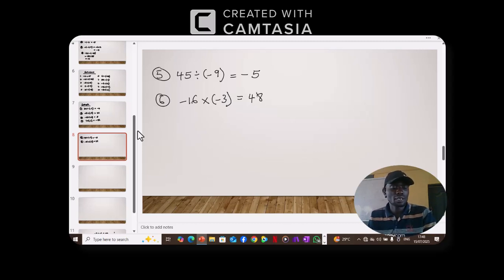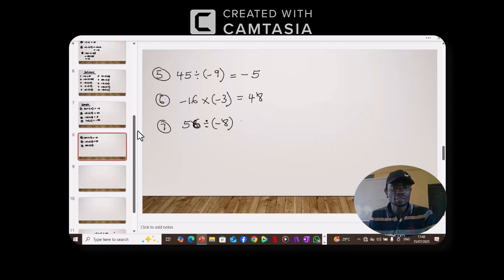Okay, I think I've given you enough examples on that. Like when you also have 56 divided by minus 8.